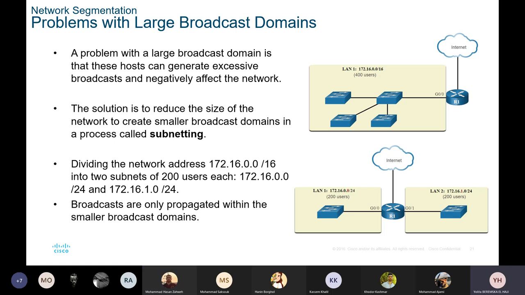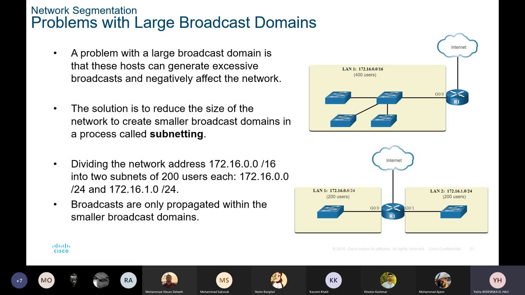This is the basic thing. Then when we want to do division between the devices, for example N devices, say we have here 400 and we want to divide them into 200 and 200, it means that we now have two subnets. And each subnet must have a unique IP address, and it is connected to the router, this is the default gateway.